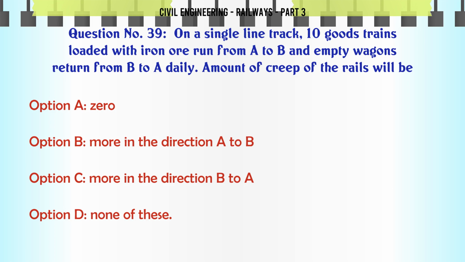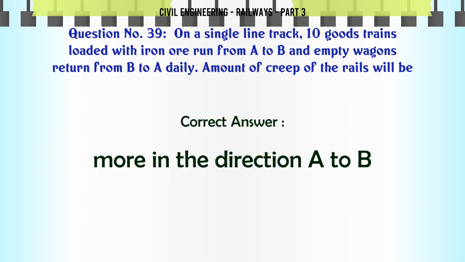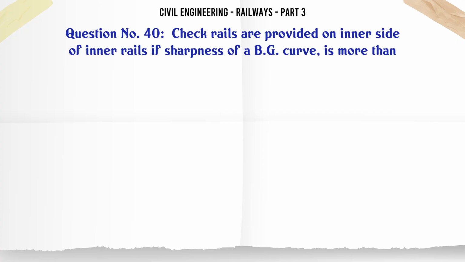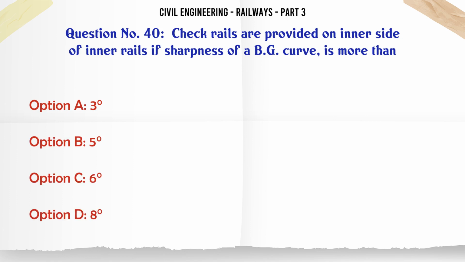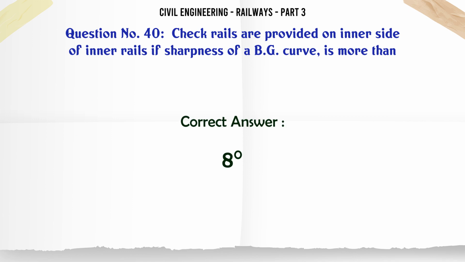On a single line track, 10 goods trains loaded with iron ore run from A to B and empty wagons return from B to A daily. Amount of creep of the rails will be A. 0, B. more in the direction A to B, C. more in the direction B to A, D. none of these. The correct answer is more in the direction A to B. Check rails are provided on inner side of inner rails if sharpness of BG curve is more than A. 3, B. 5, C. 6, D. 8. The correct answer is 8.